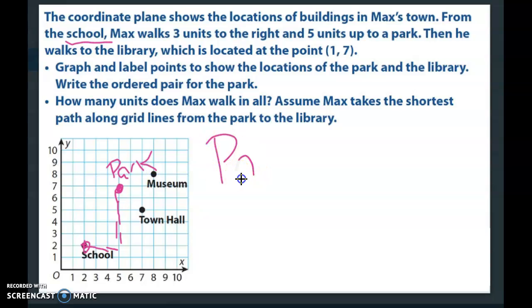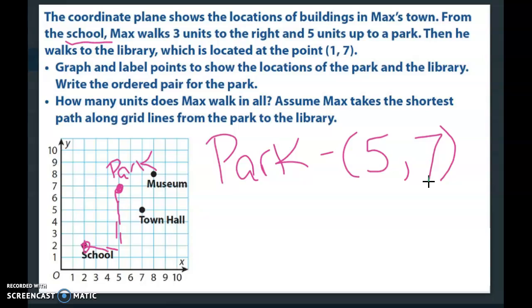Okay, so I'm going to write the coordinates, the ordered pair, for the park. So let's take a look. We do our x-axis first, and then we do our y-axis. So I'm going to go over to 5, and then I'm going to go up to 7. So the ordered pair for the park is (5, 7).